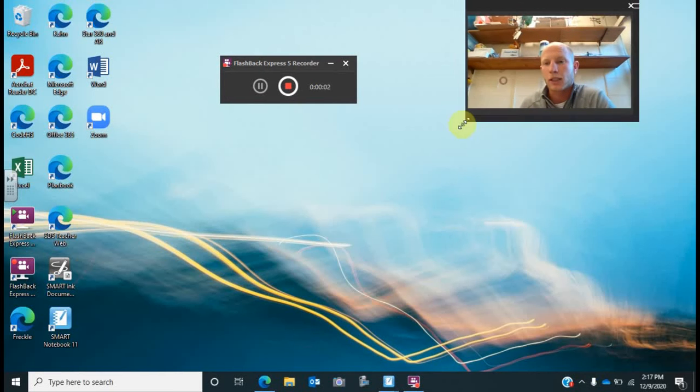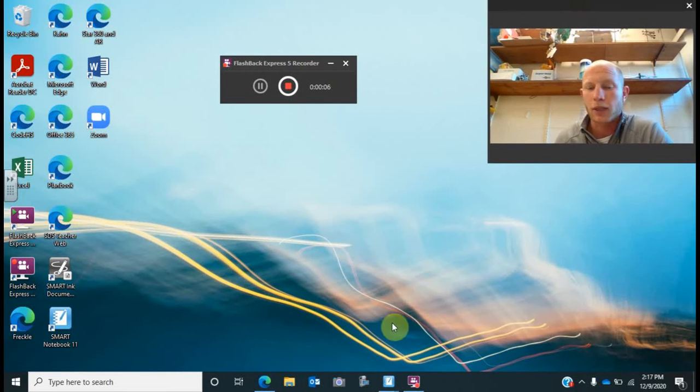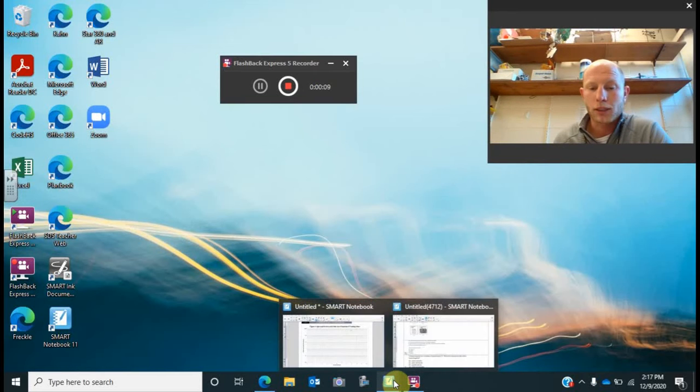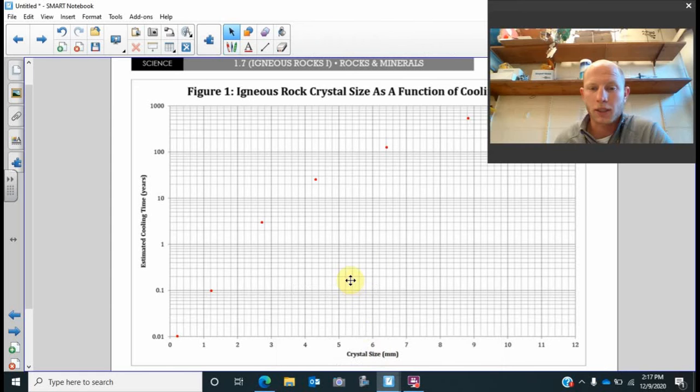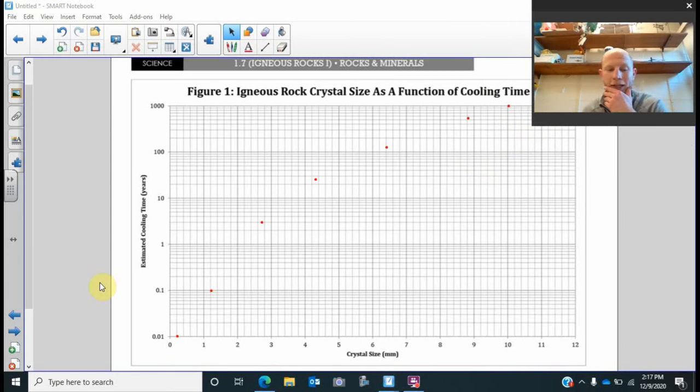Okie dokie, everybody. So today we're going to finish up our igneous rocks, and then we're going to get into sedimentary rocks. Okay, so let's go ahead and look at the logarithmic scale that we left off with last time. So here's our scale, where, again, this is logarithmic. This is why it has all these funny spacings going on here. Again, these intervals change, and that's what's weird about it.